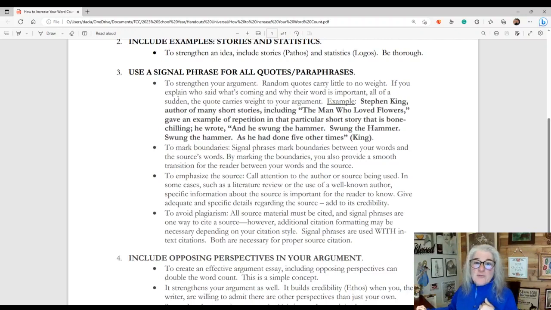Signal phrases are used with in-text citations in MLA formatting. Now, I'm not as familiar with APA because I teach English classes. I'm teaching in the humanities. We use MLA. And so in MLA, you have to have both. If you are having a signal phrase, you still need your MLA parenthetical citation at the end of all paraphrased material and all quoted material. But that's okay. Right? Because we're increasing our word count. So it's a win. And I think that's exciting.